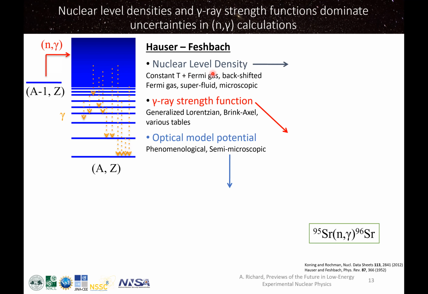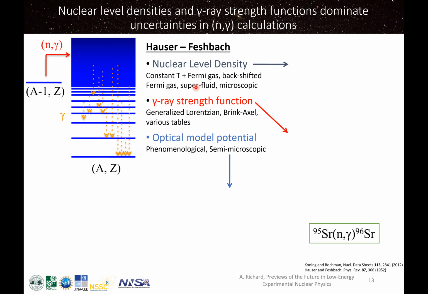The nuclear level density is the number of levels per MeV. The gamma ray strength function is related to the probability for a gamma ray to decay from a particular state in the nucleus. And then the optical model potential describes the relationship between this neutron and then your target nucleus. And so what we actually use in order to calculate these n gamma rates is a statistical reaction code like TALYS. And so the example that I'm going to show you today is for strontium-95 n gamma, which is fairly close to stability. Within TALYS, there are several different level density models that are available.